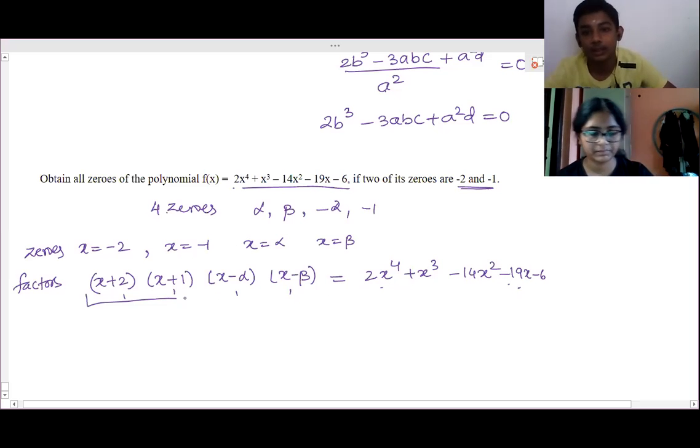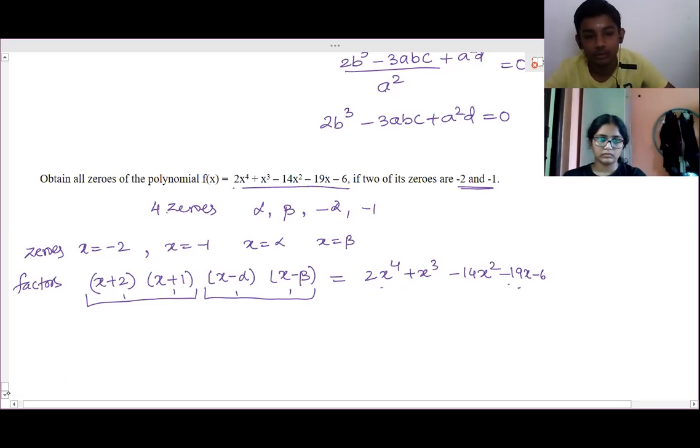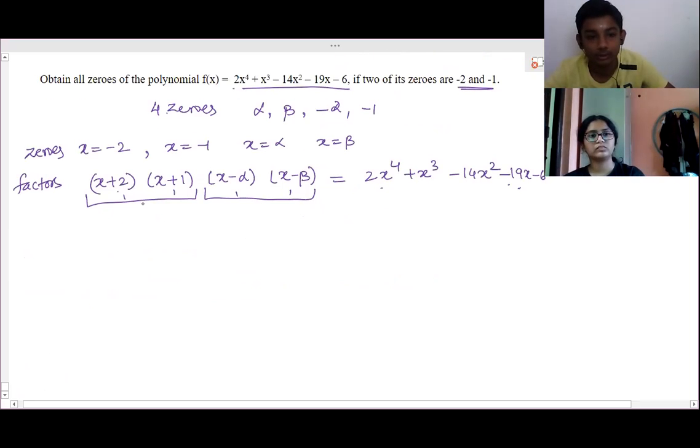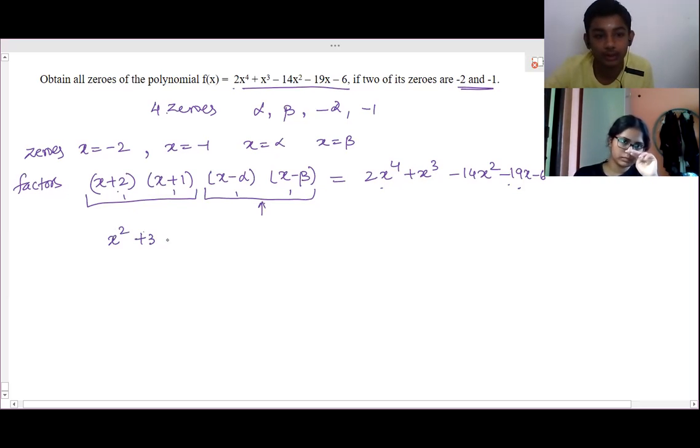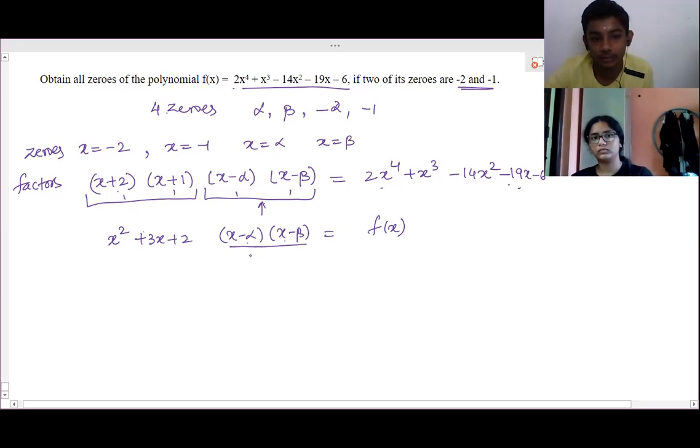Now here, these two are known to us and these two you have to calculate. For that, we multiply these two known factors and we will get one polynomial. Suppose it is x square plus 3x plus 2. Then x square plus 3x plus 2 into x minus alpha into x minus beta is equal to the polynomial fx. When we multiply the remaining two, we will get one quadratic polynomial.